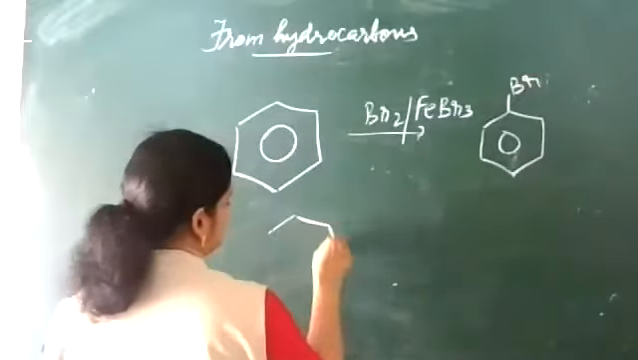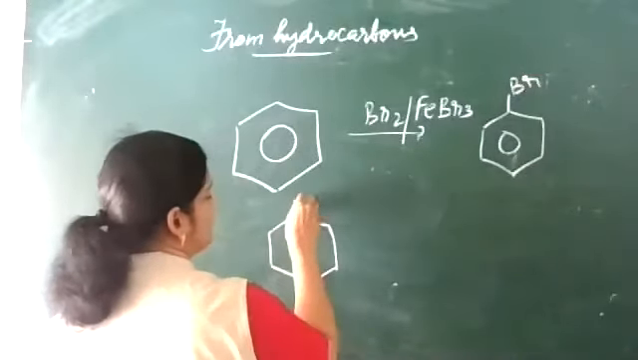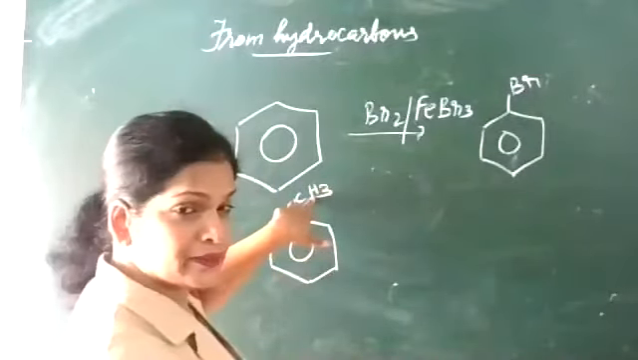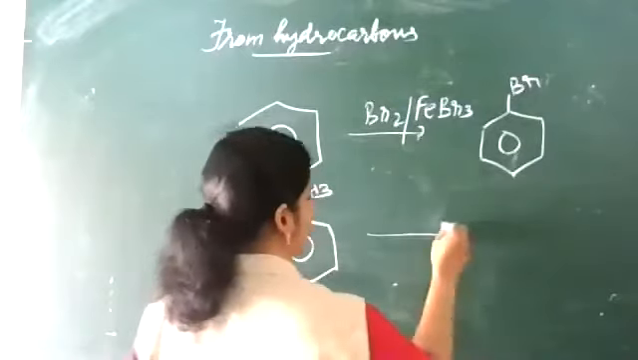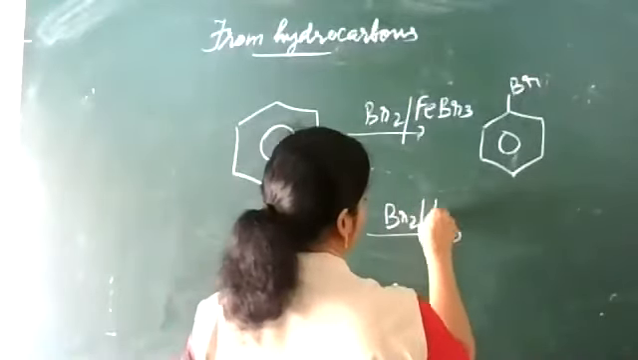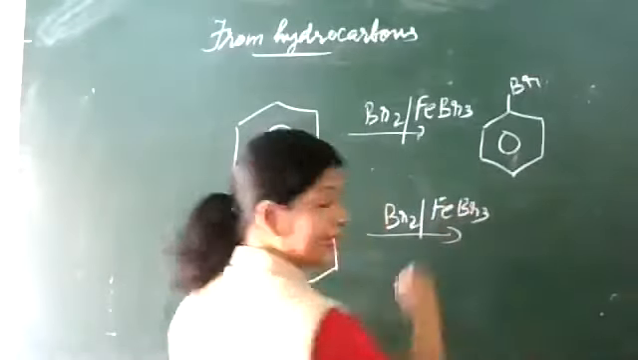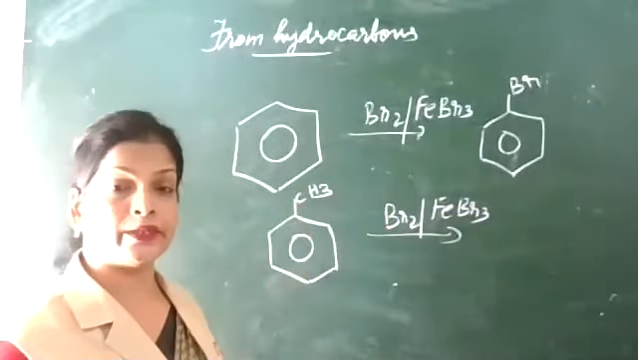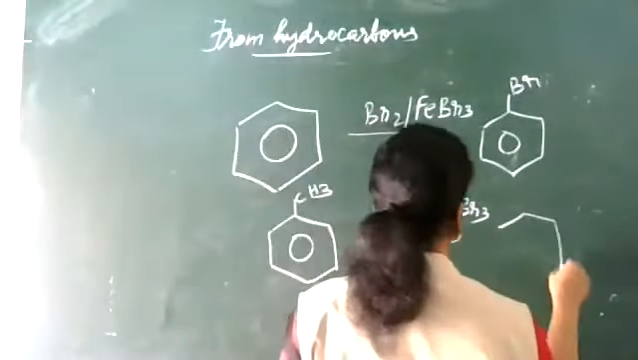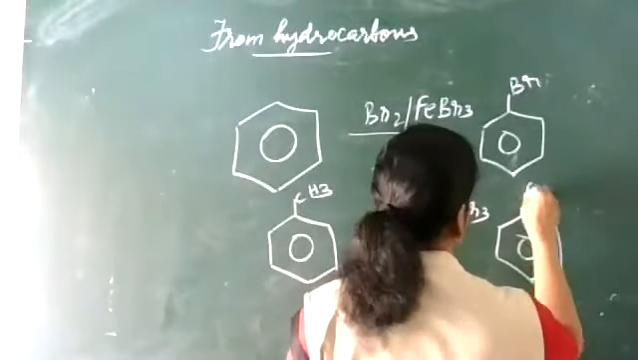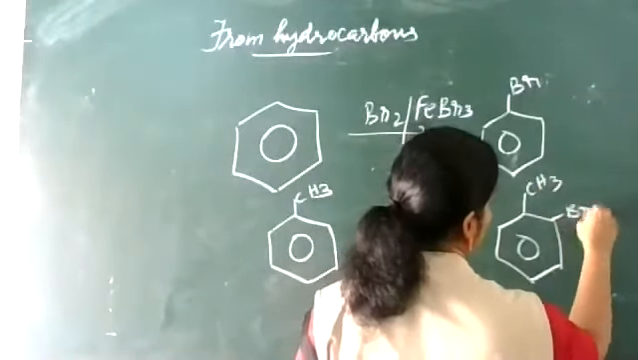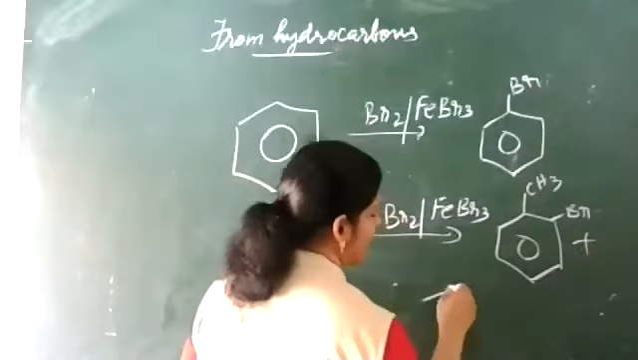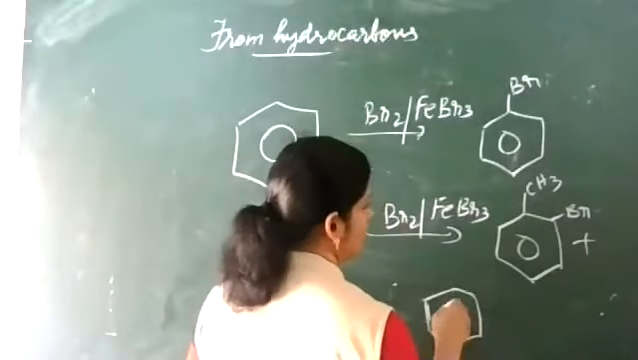If it is toluene, so these are benzyl hydrogens. We are using Br2/FeBr3. Only aryl hydrogens will be replaced. Since one CH3 is there, CH3 is ortho para directing, you will be getting ortho bromo toluene plus para bromo toluene.